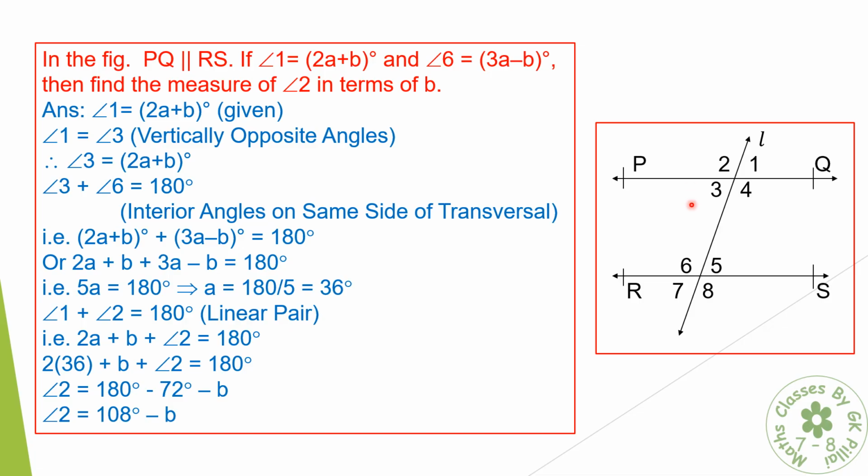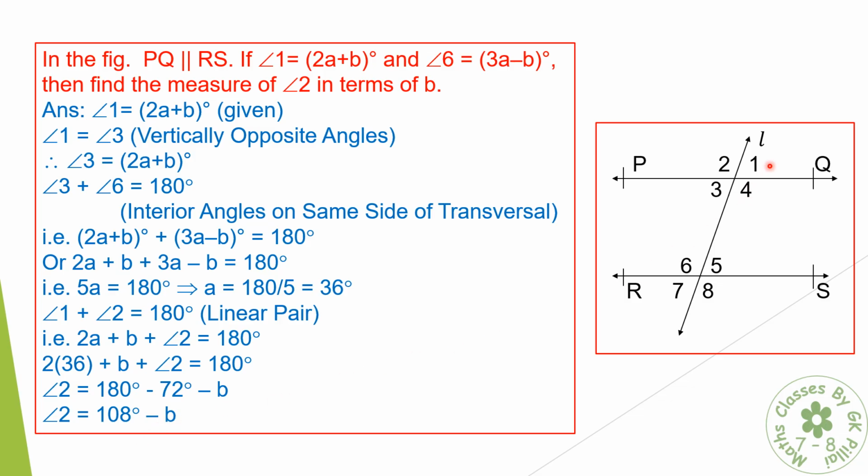This is an important question because you can expect this type of questions in the exam. Here you are given PQ parallel to RS and L is a transversal. Angle 1 equal to 2A plus B and angle 6 equal to 3A minus B. You have to find the angle 2 in terms of B. You should have B in the final answer.